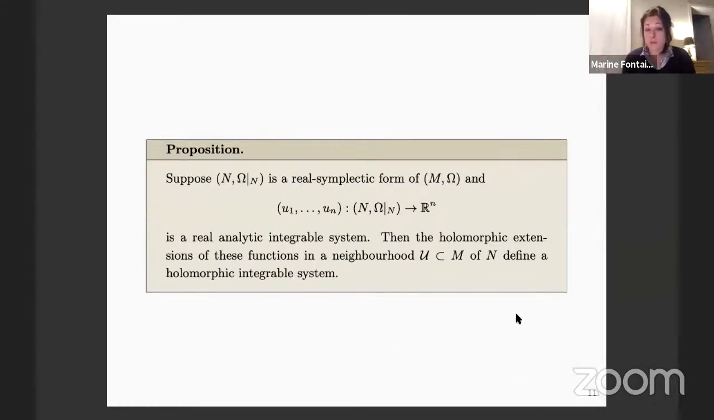On the other hand, we can also say we start with a real symplectic form and we have a real Hamiltonian system on it, with analytic integrals. If you have analytic integrals, you can take the holomorphic extension in a neighborhood of the real form. And this also defines a holomorphic integrable system.